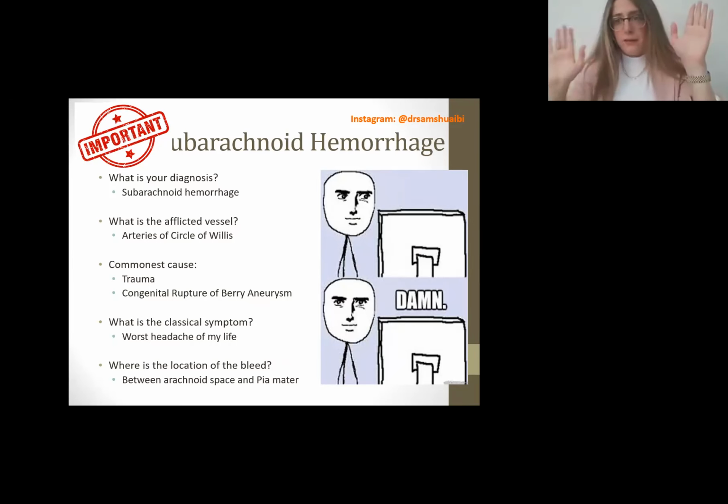It could happen if the examiner is in a good mood. But what is the afflicted vessel? Usually arteries of the circle of Willis. The commonest cause, now surgeons will love this, is trauma. And the second commonest cause is congenital rupture of berry aneurysm.